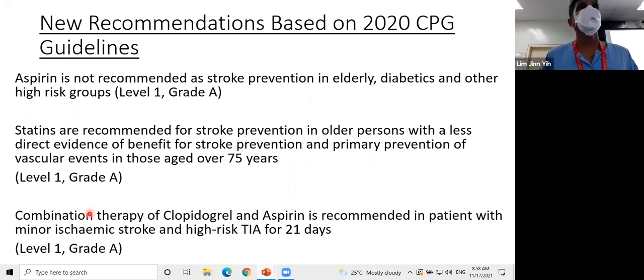I think aspirin is now established to have no role in prevention of stroke in AF. But if the aspirin has an indication for other conditions like underlying IHD, yes. But aspirin alone, we don't think that it can prevent stroke in the AF patient. So there's no role because it only increases risk of bleeding.